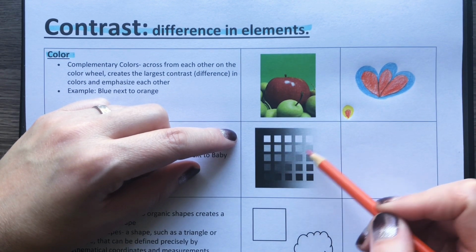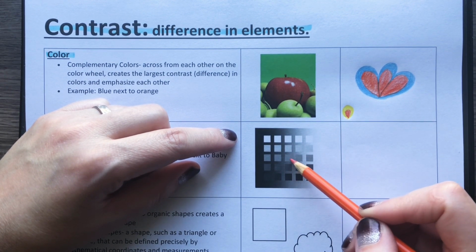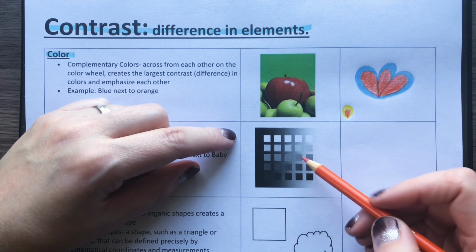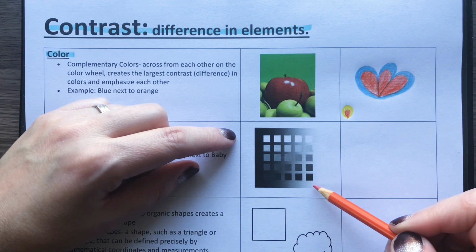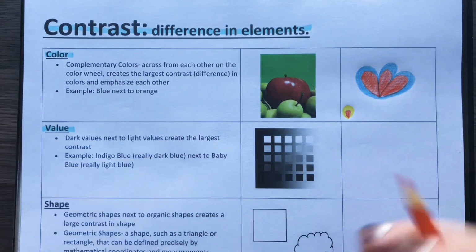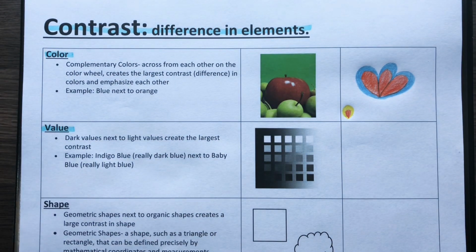But you can see as you get towards the middle and you have a gray next to a gray, it doesn't stand out as much. But as you make one of them darker and the other one lighter, or vice versa, it makes it stand out more. So for this one, you want to make sure you're emphasizing the contrast. So you want to have lots of contrast difference, okay?